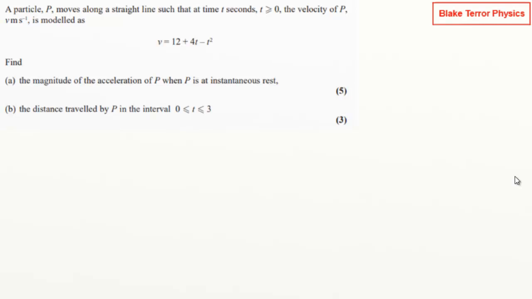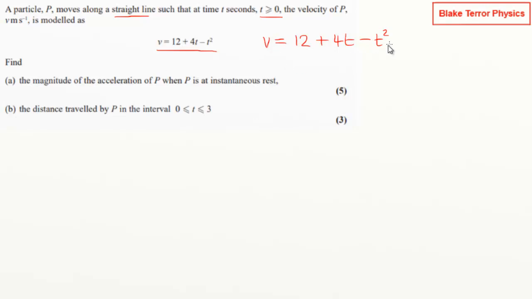Hello, in this video I'll be talking through another kinematics question. So we've got a particle P moving along a straight line, so one-dimensional kinematics, such that at time t, positive t, we've got the velocity modelled by this function here. So I'll write that out a bit larger just in case it isn't coming out. Velocity is 12 plus 4t minus t squared.